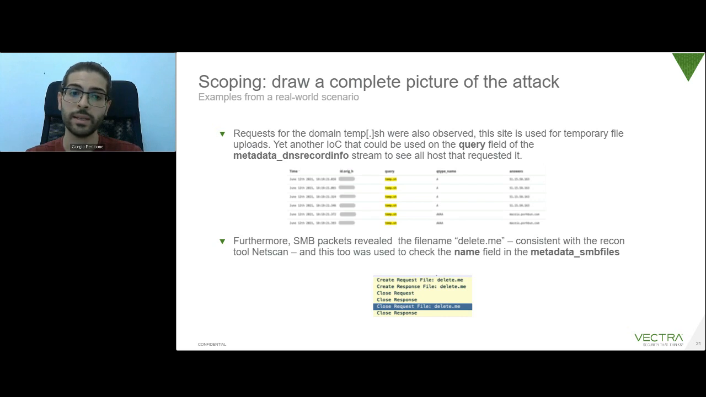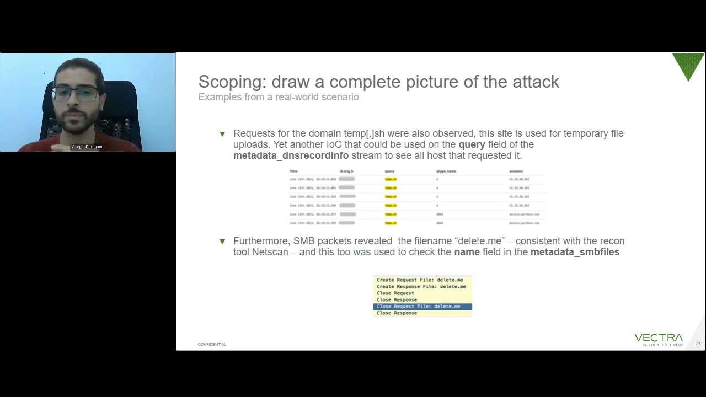we noticed that many different SMB connections were including the file name delete.me. After some research, we found out that this is an IOC consistent with the NetScan tool, and that is a reconnaissance tool used by different attackers.